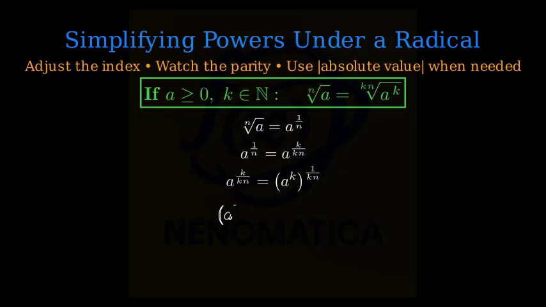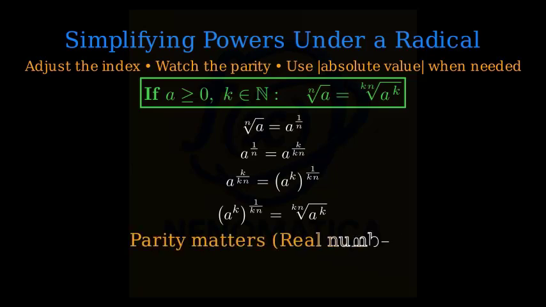The nth root of a equals a to the 1 over n. Rewrite 1 over n as k over kn. That equals a to the power k over kn. Group as a to the k, all raised to 1 over kn. That is the kn-th root of a to the k, QED.